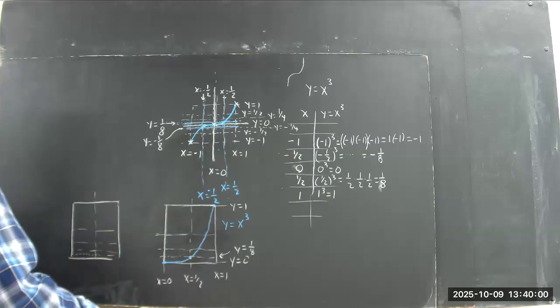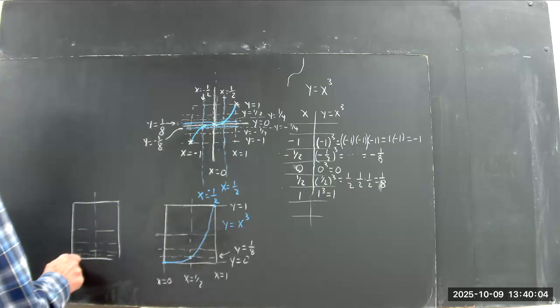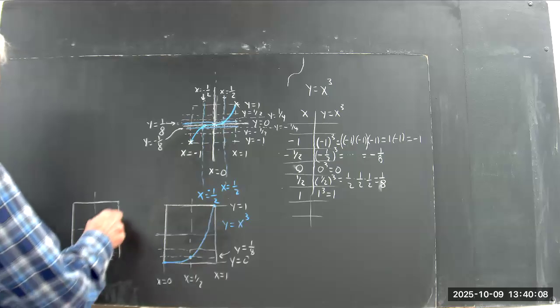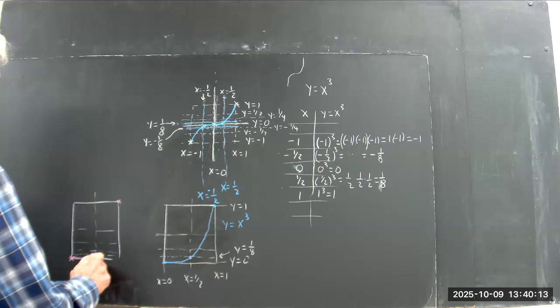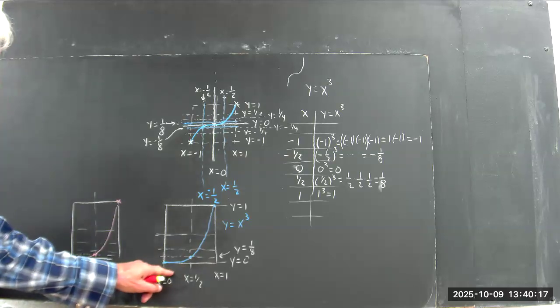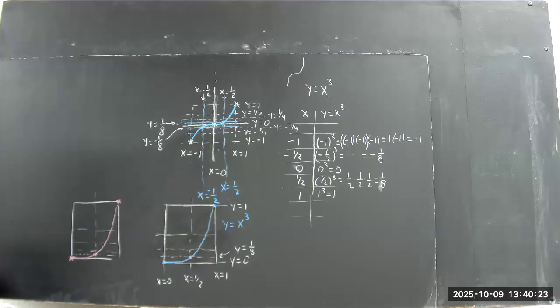By comparison, the y equals x to the fourth power would be here, here, and here. Looks a lot the same, but it's a lot lower between 0 and 1/2. Okay? And it stays lower than this graph forever. Okay, so that would be x to the fourth.